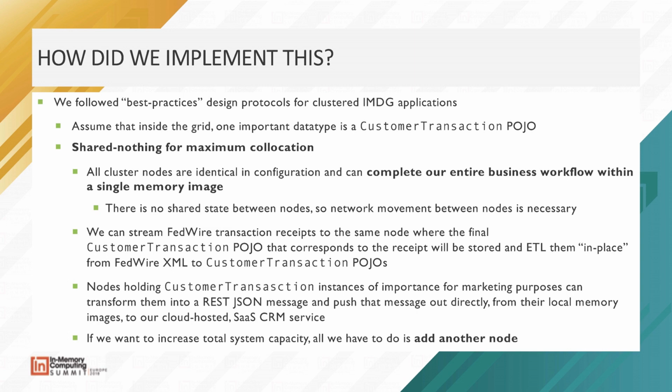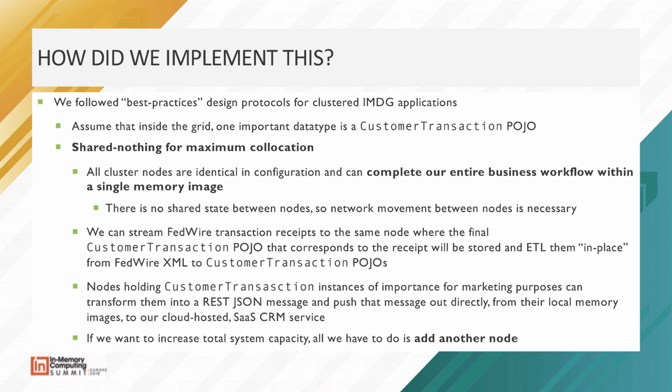I mean, you've got 12 cores here, 12 cores here, 12 cores here. They're all doing these ETL operations, right? You're taking advantage of that. At the same time, nodes that are holding customer transaction instances of importance for marketing purposes can transform them directly into a REST JSON message and push that message out from their local memory images to our cloud-hosted SaaS CRM service.